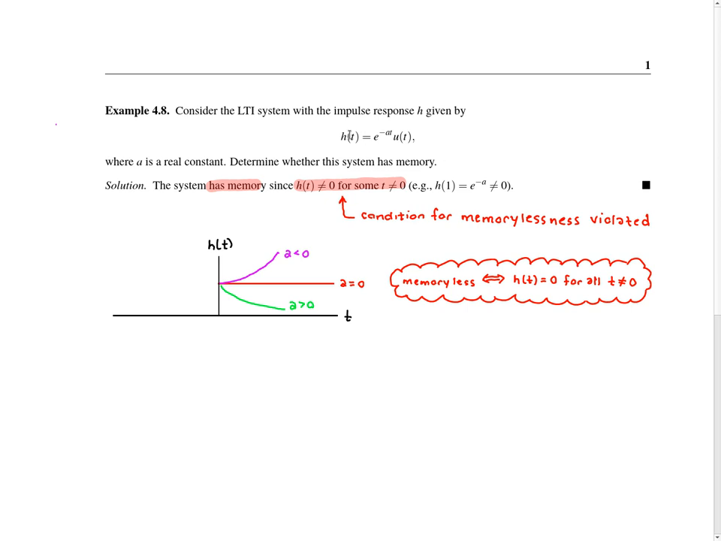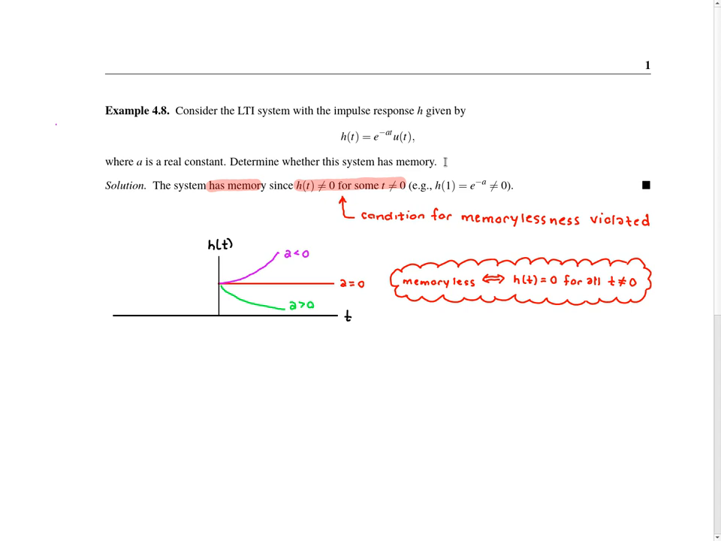In this example, we're given an LTI system with the impulse response h, which is given by this particular formula here. And because a is a real constant, essentially what we have is a real exponential function times a unit step function. And we're asked to determine whether the system has memory, or equivalently whether it's memoryless.